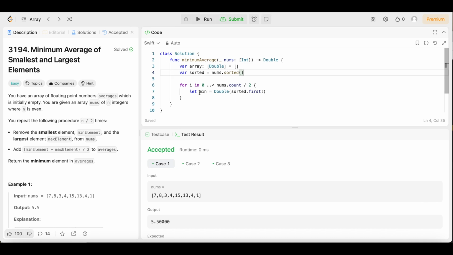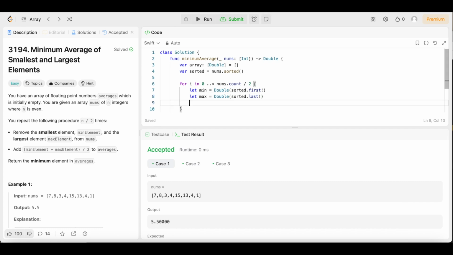We're going to call it the minimum. That's going to get us the smallest element. Then we're going to do the same thing to get the greatest element. So we're going to say let max equal double, then sorted dot last. And that's going to get us the greatest element in the array.